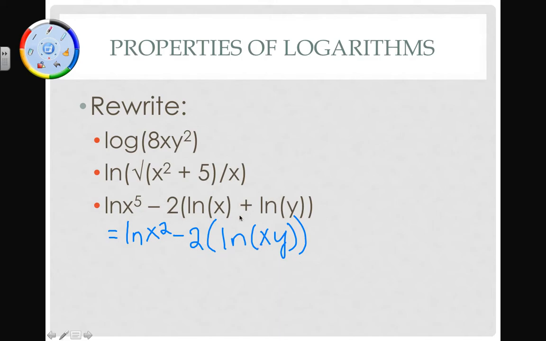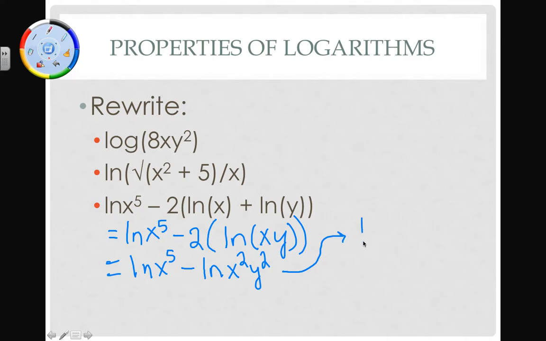Now I need to take care of the 2. I'm going to use my power rule. The 2 has to go to an exponent on both the x and the y, because both are part of the natural log. So this becomes the ln of x squared times y squared. And now I have a difference of two natural logs, so I can bring this right up here and say the difference of two natural logs becomes the quotient of the two pieces.